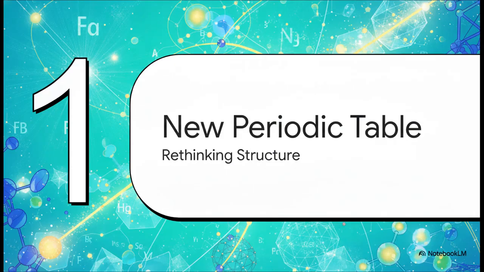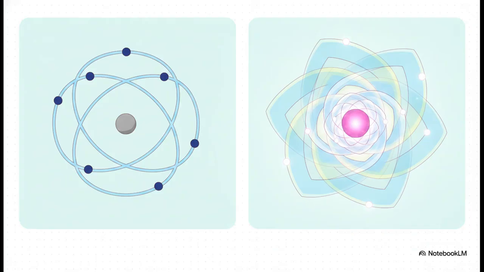Section 1. A new periodic table. To understand transparency, we really need to completely rethink how we visualize atomic structure. So, we're all used to the standard periodic table, right? It groups elements by static electron shells and valence electrons. But the Rihan Modified Periodic Table, or RMPT, flips the script. It introduces a totally dynamic paradigm.